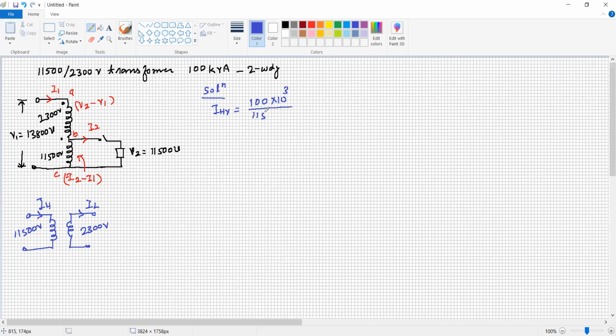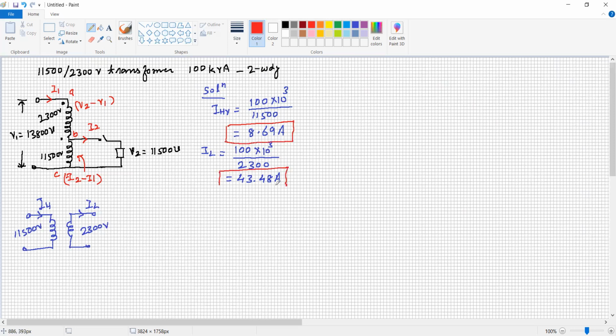It is 11500, and the value of HV current is 8.69 ampere. Similarly, LV current IL is equal to 1000 × 10⁻³ divided by 2300 volt, and it is equal to 43.48 ampere. These are the two currents now calculated for the two winding transformer.